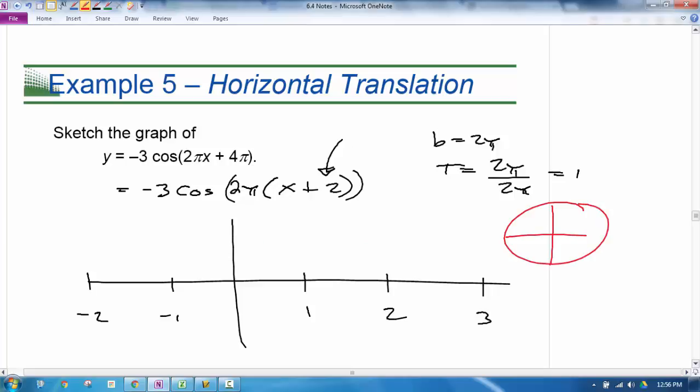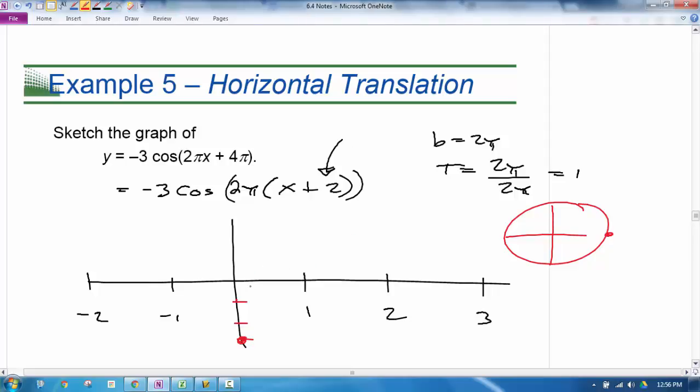Let's first start with 0, right here. If you plug in 0, we get 2. 2 times 2 pi is 4 pi. The cosine of 4 pi is back over here, and so that value is just 1. So that's -3. So all the way down here first. Now, this thing's going to repeat one full time within a cycle of 1 because the period's 1.